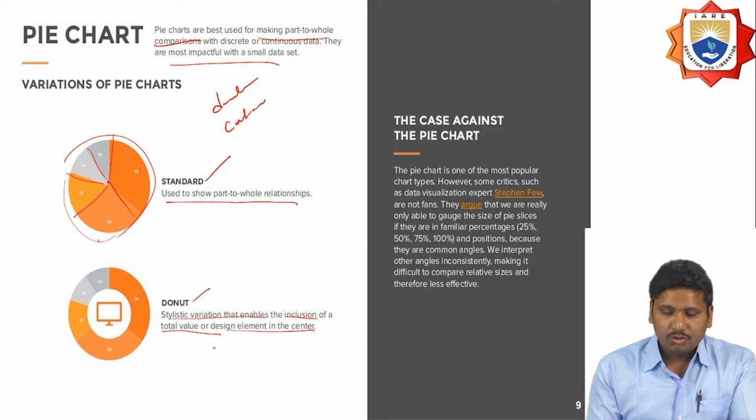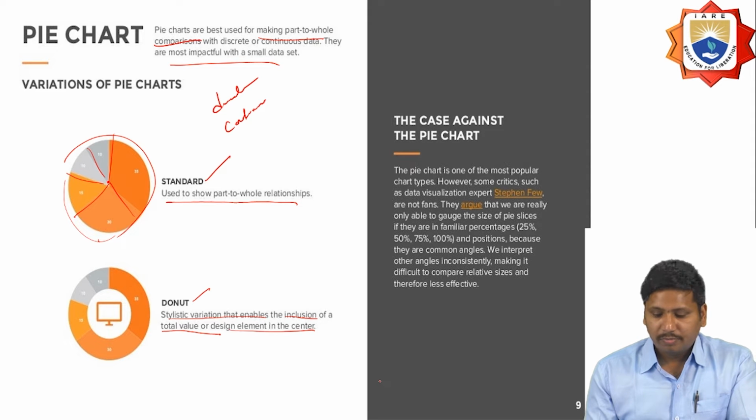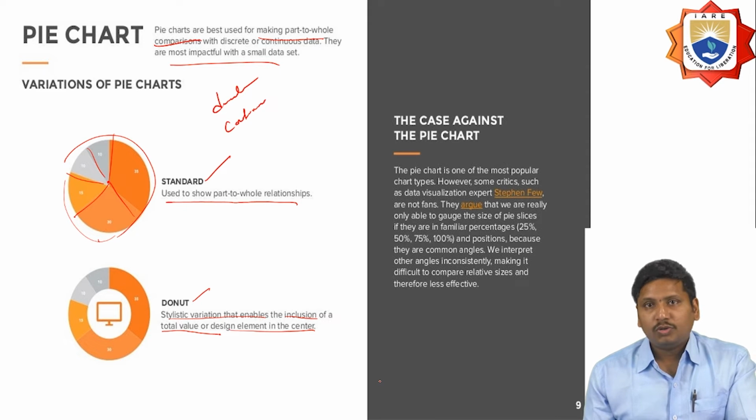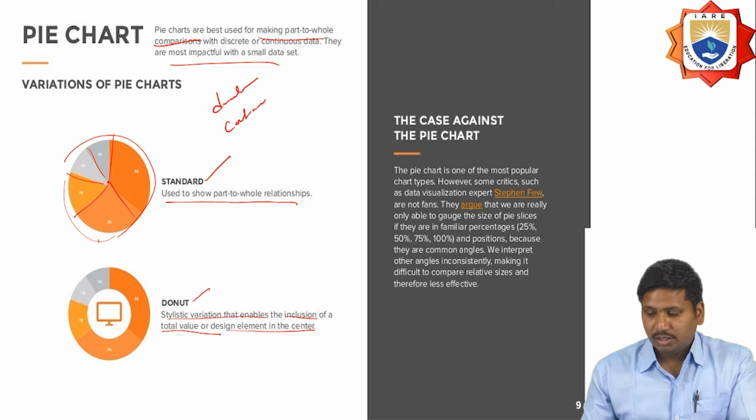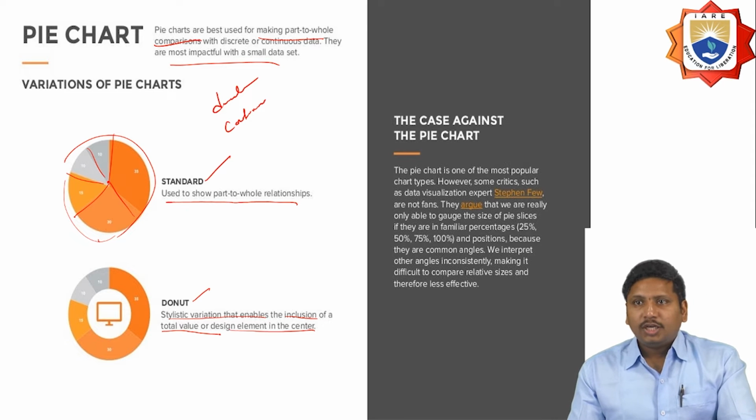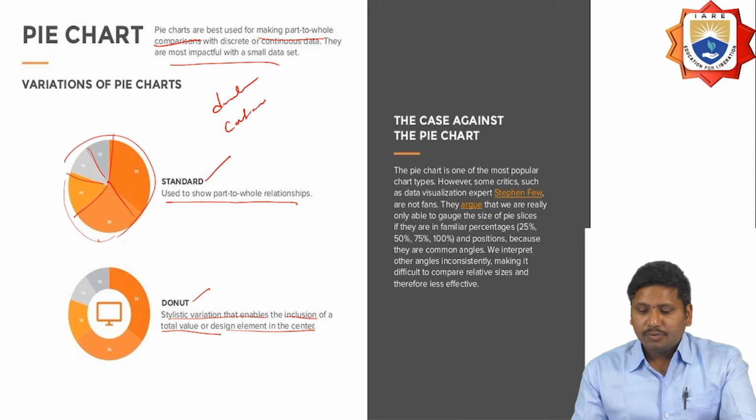And the donut pie chart is one of the stylish types of pie chart, which enables the inclusion of a total value or a design element in it. The pie chart is one of the most popular data charts. However, this visualization divides the data into different slices.